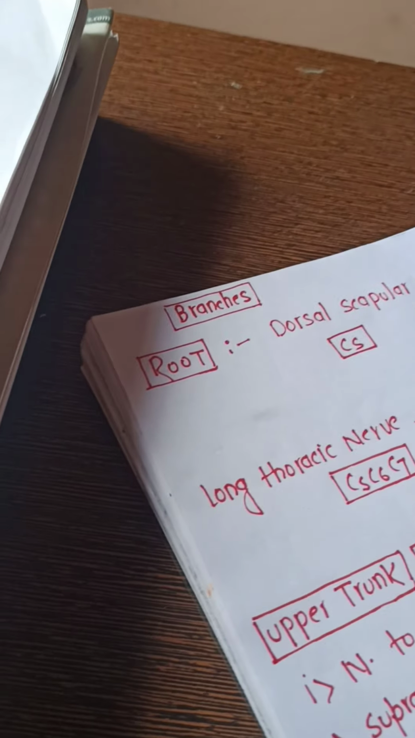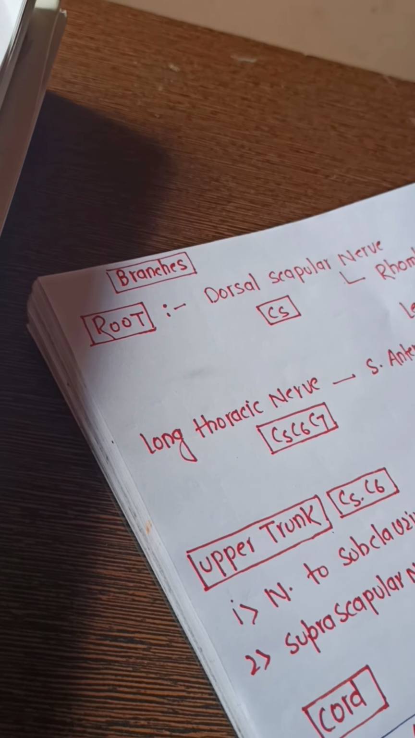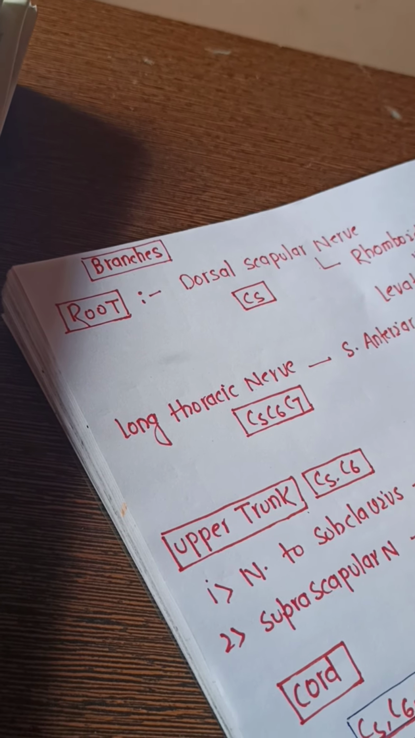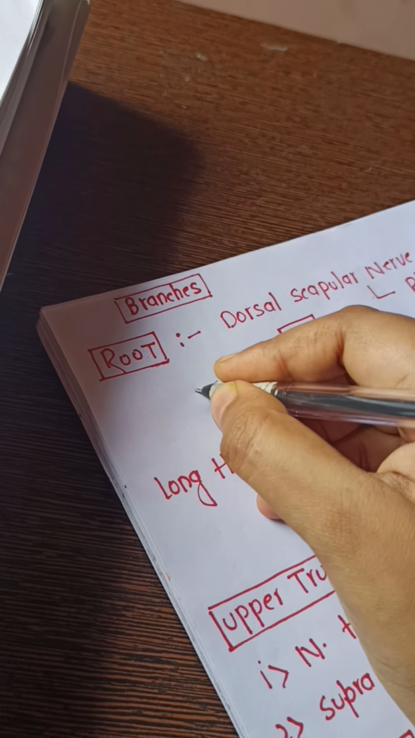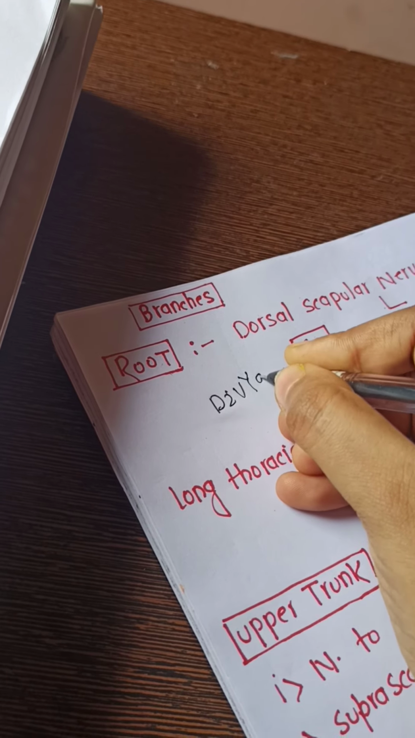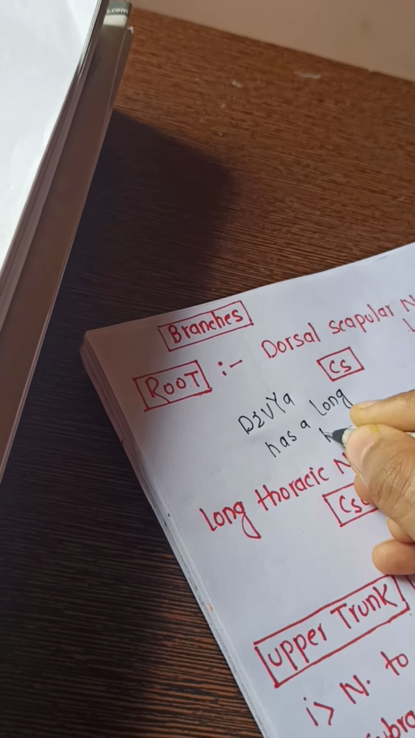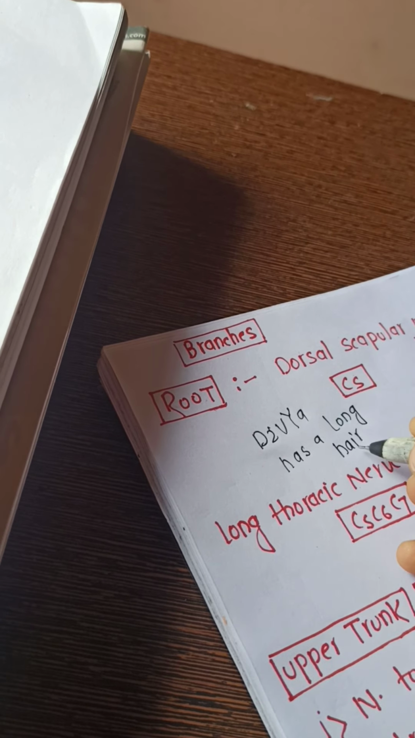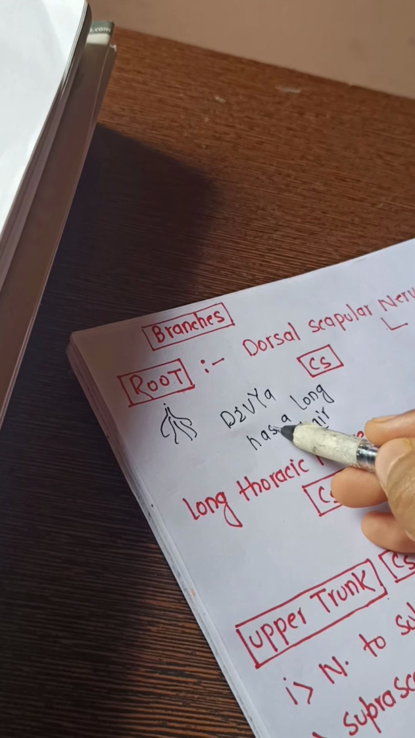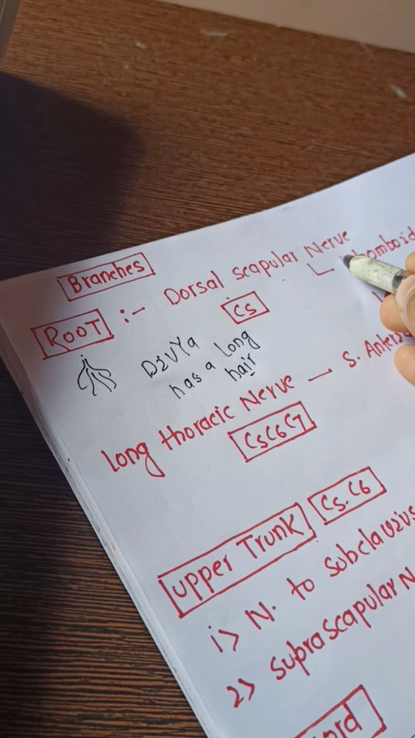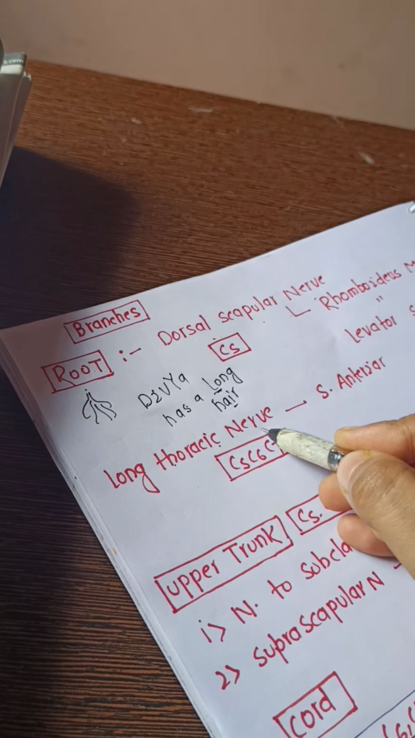Now we will learn the remaining part of the brachial plexus, meaning the branches of the root, trunk and cord. First the root. How will we remember? Like a Divya has a long hair, like a root. Okay, then root Divya means dorsal scapular nerve, and long means long thoracic nerve.